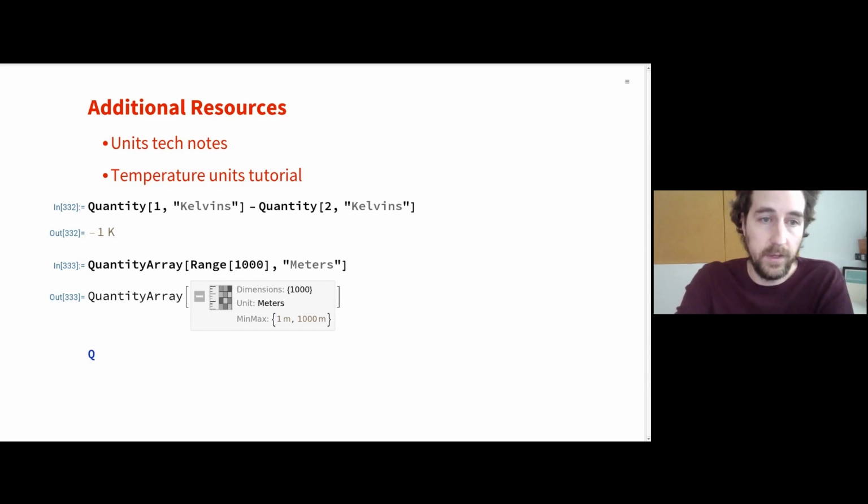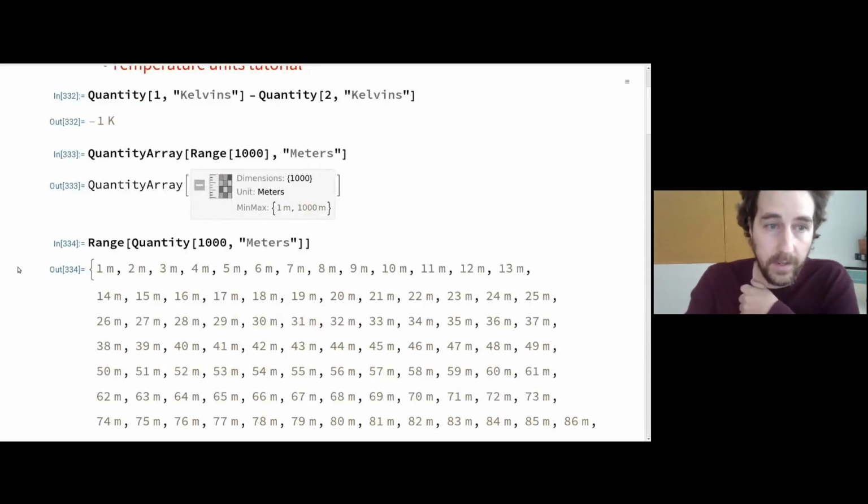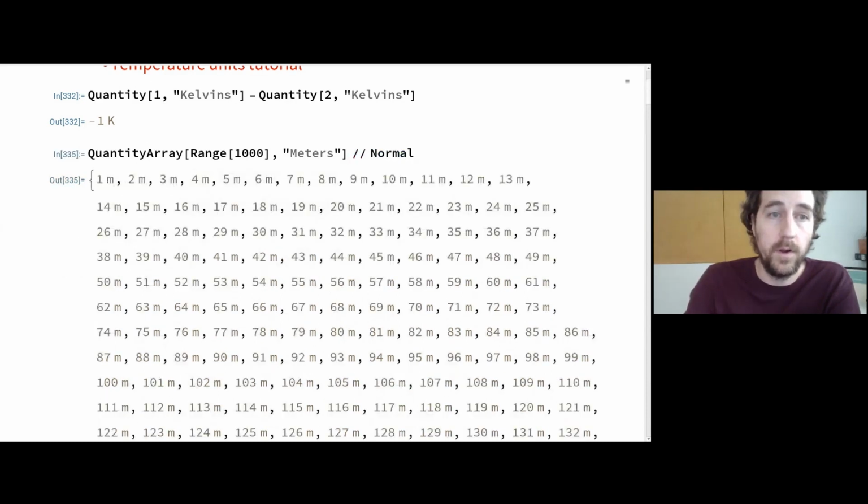I can also say I want range of quantity 1,000 meters. This will generate an array or a vector of 1,000 quantity expressions, which is what the normalized form of this quantity array would be. But the quantity array is stored more efficiently because it can separate the unit part from the magnitude part. And there's good documentation on quantity array as well.